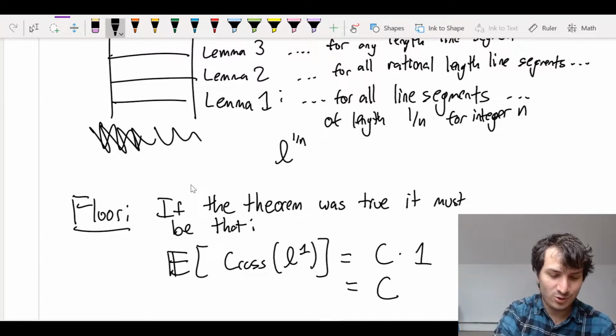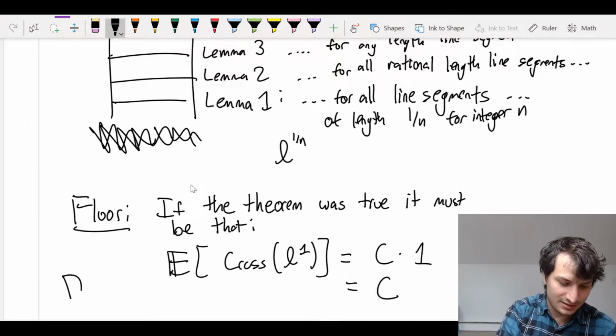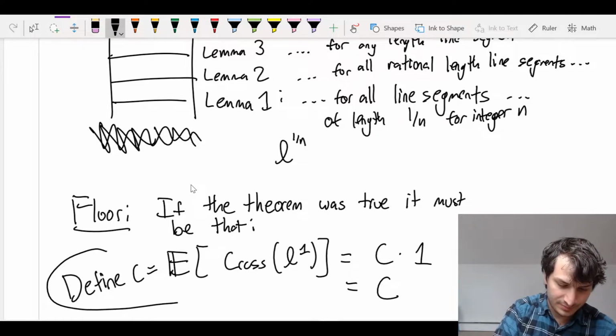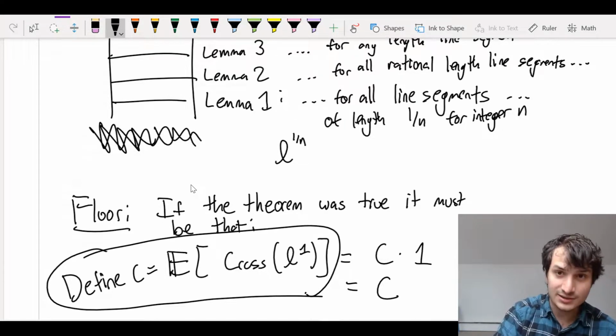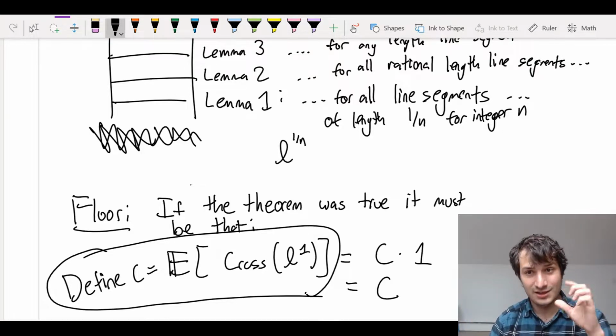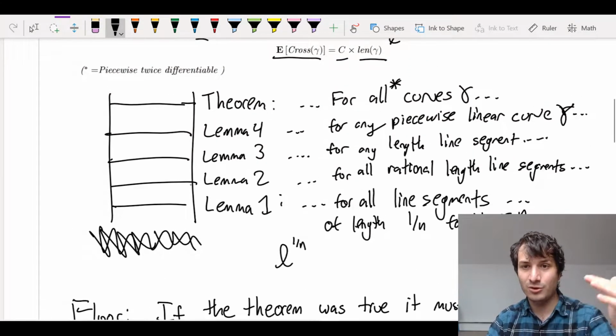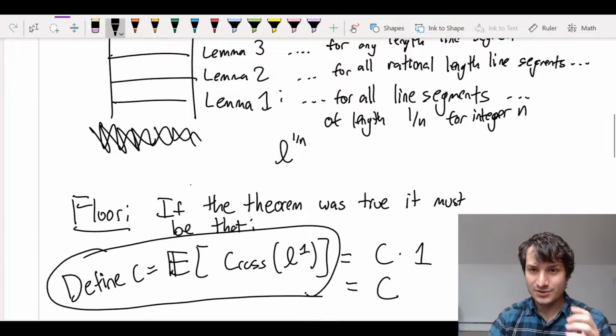So I'm calling this the floor of my ladder proof. I'm going to take this as the definition of c. So define c to be the expected number of crossings of the straight piece of spaghetti, a straight line segment of length 1. And then I'm going to prove lemma 1, lemma 2, lemma 3, lemma 4 using this value of c. So that's what I'm going to do.